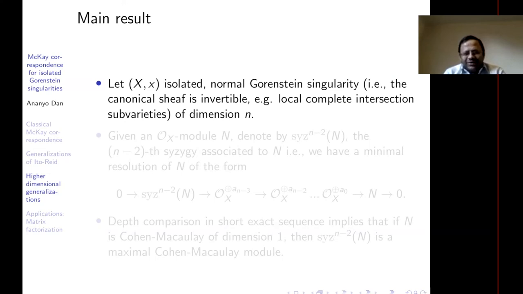So far, those were all the problems that we face. And now I want to state the result that we can prove. The setup is that you look at an isolated normal Gorenstein singularity. Gorenstein simply means that the canonical sheaf is invertible, for example in the case of local complete intersection varieties. And we take any dimension n.